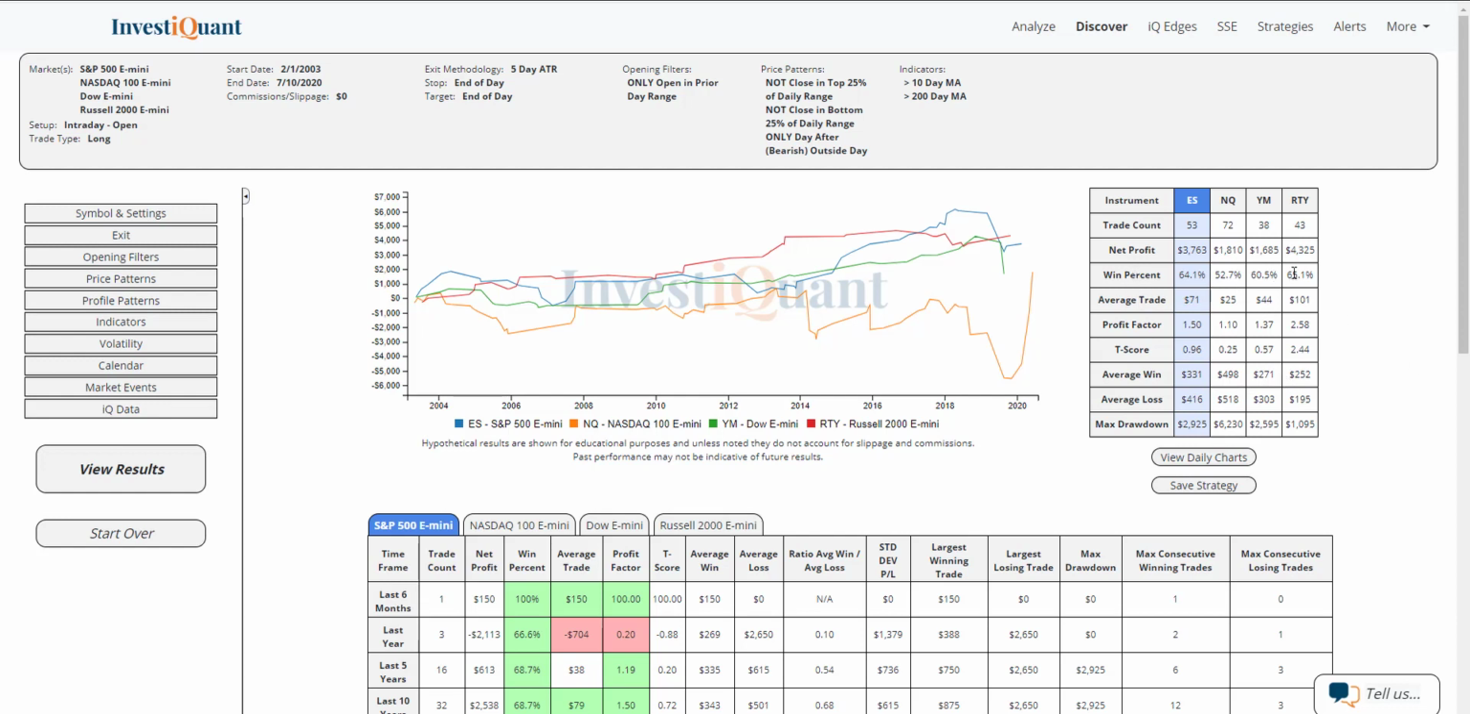But from the win rate perspective, it has not really been a bearish day the next day. It's leaned a little bit to the long side as a whole when you look at all of these together.